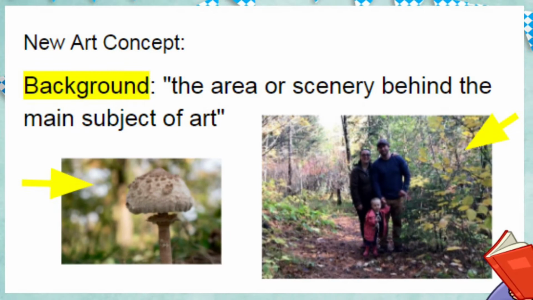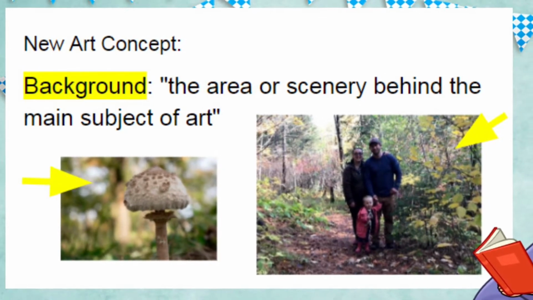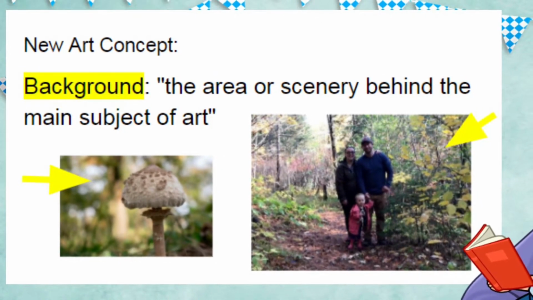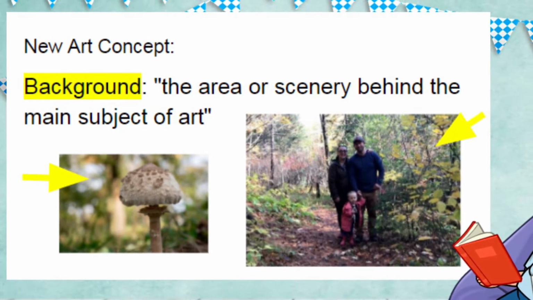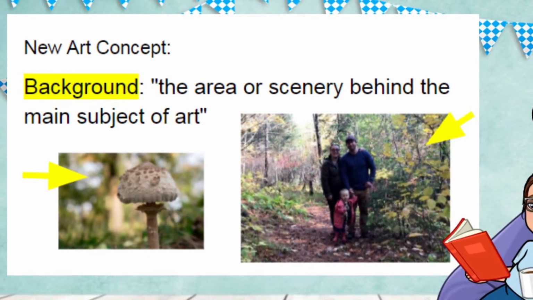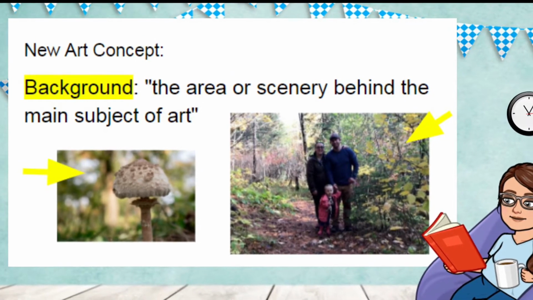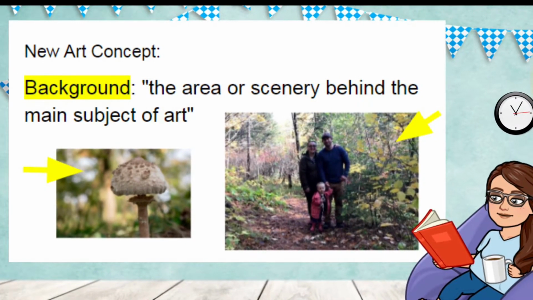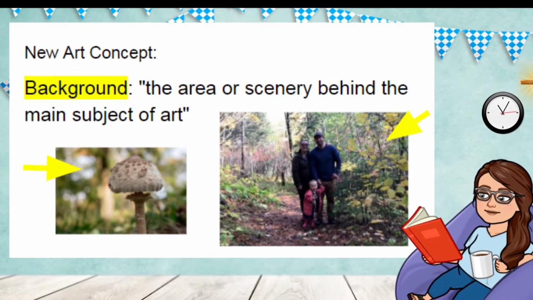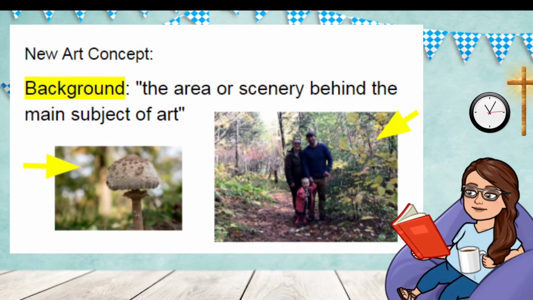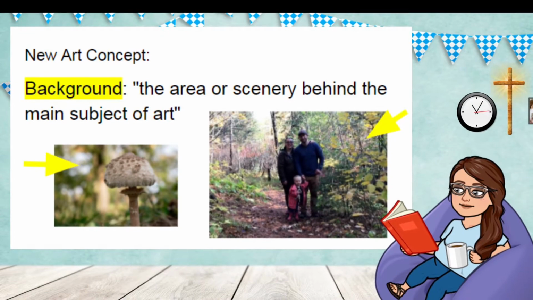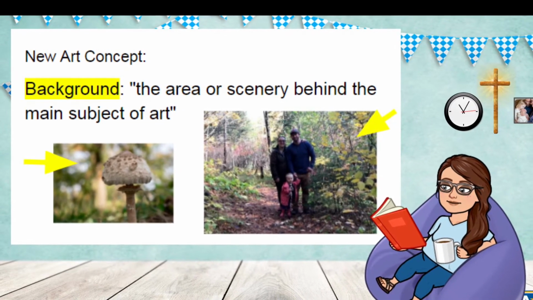Now that we have the main subject of our work done, which is the owl, let's talk about the background. The background is the area or scenery behind the main subject of art. Today we're going to be using our oil pastels to create interesting backgrounds. So in this image, the background will include the wall and the ground, which are separated by that horizontal line and are behind the main subject of our artwork, which is the owl.